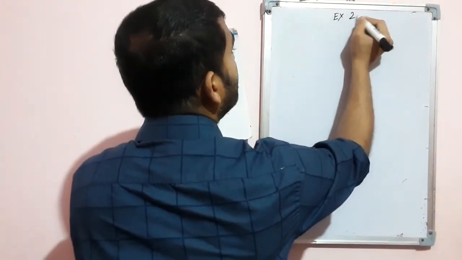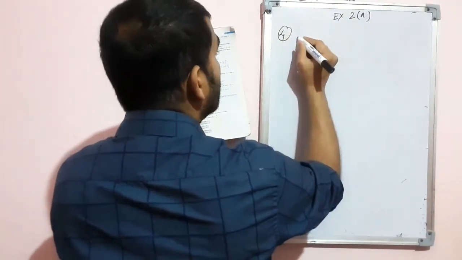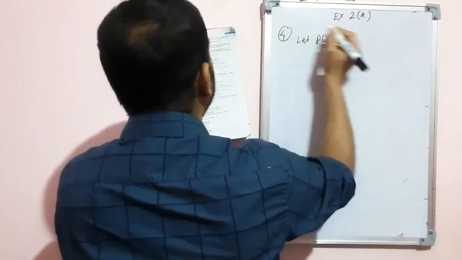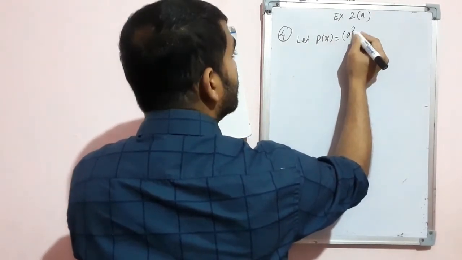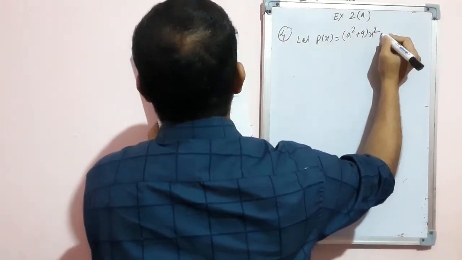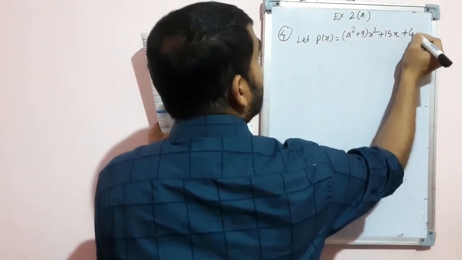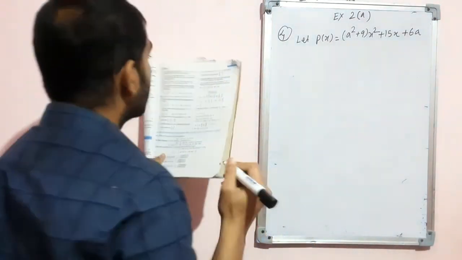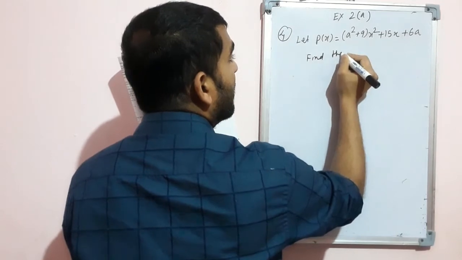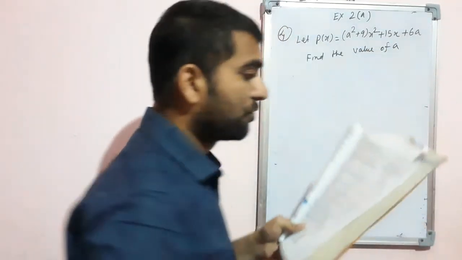Exercise 2a, question number 4. First I will write down the polynomial. Let p(x), I am denoting it with p(x). Our polynomial is already given in the question: (a square plus 9) x squared plus 15x plus 6a. Now what we have to find here is the value of a. How to find the value of a?